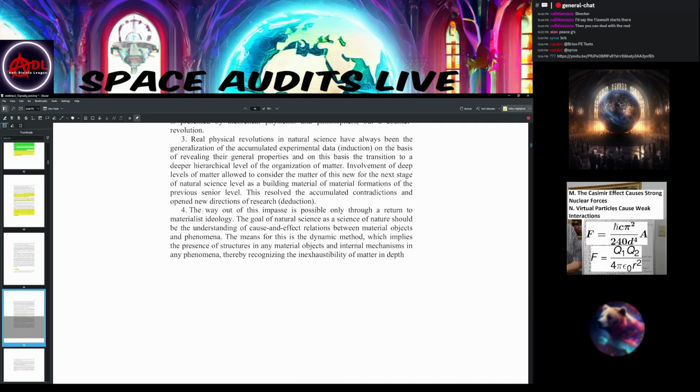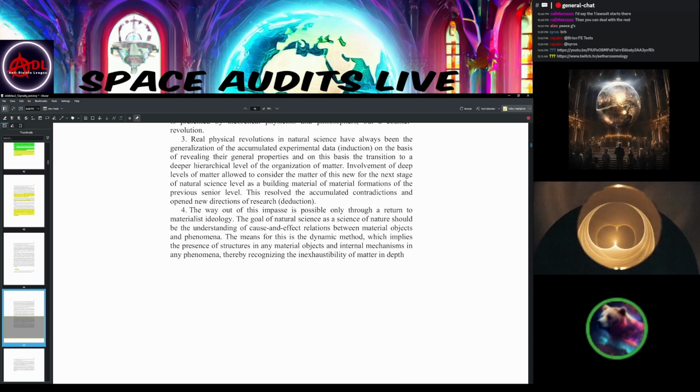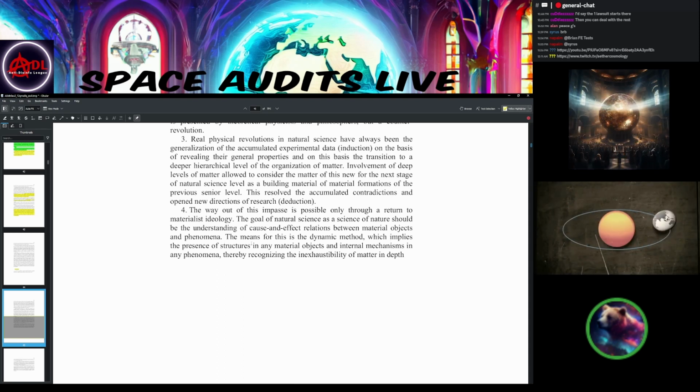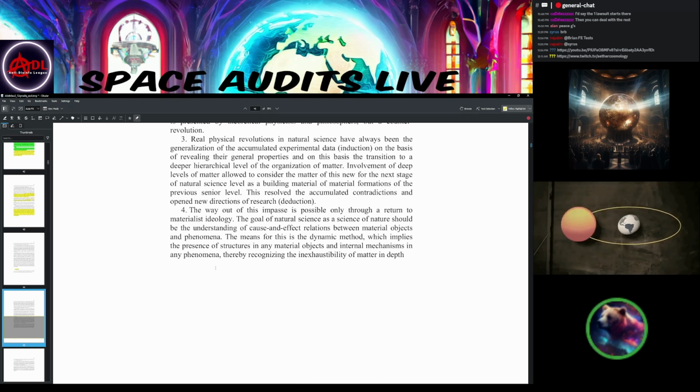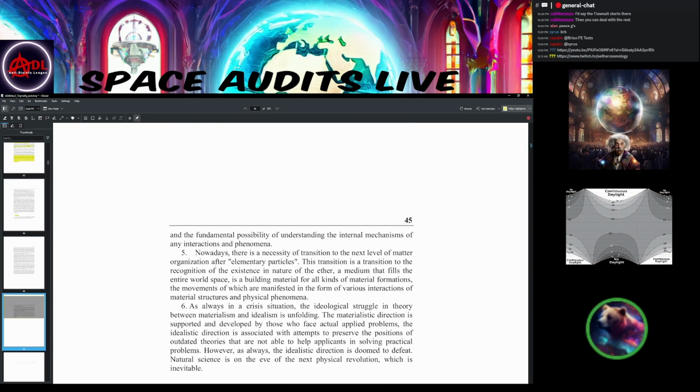4. The way out of this impasse is possible only through the return to materialistic ideology, to the goal of natural science, which should be understanding the cause and effect relationship between material objects and phenomena. This means a dynamic method which implies the presence of structures in any material bodies and internal mechanisms and phenomena, thereby recognizing the inexhaustibility of the depth of matter and the fundamental possibility of the understanding of the internal mechanisms.